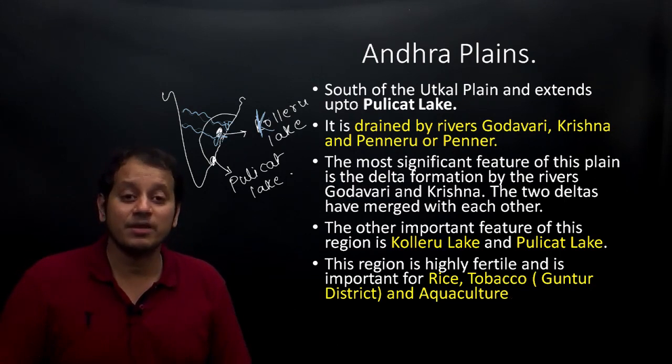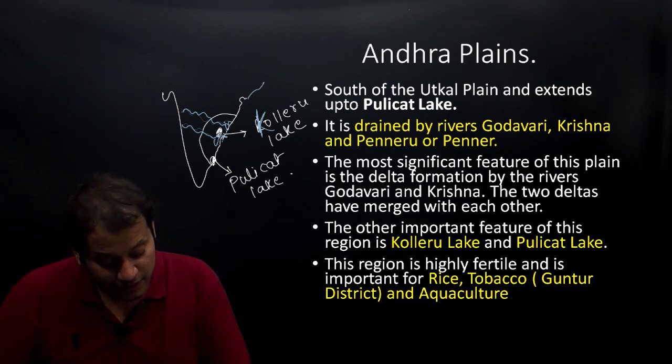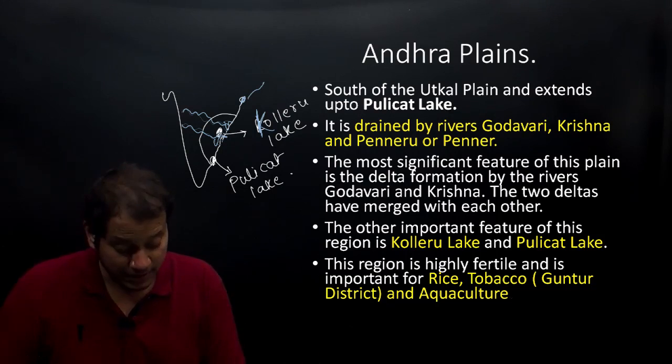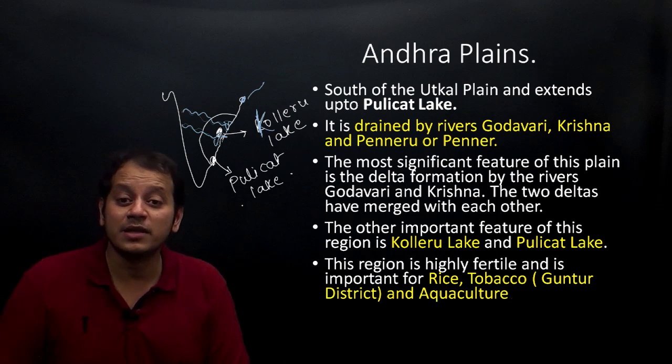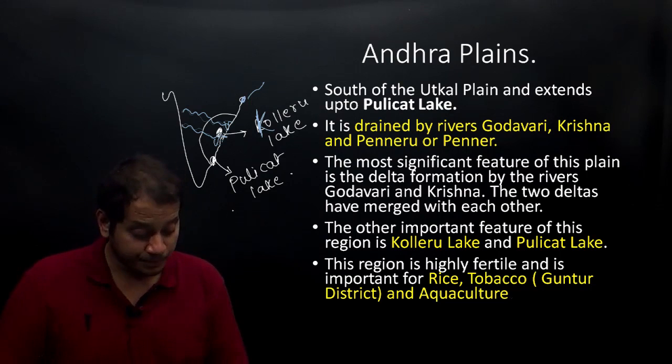So if the question comes in UPSC, arrange these lakes from north to south. What was the first lake we studied here? It was Chilka Lake. After that comes the Kolleru Lake. Then comes the Pulicat Lake. So these are the three important lakes on the eastern coast of India from north to south.